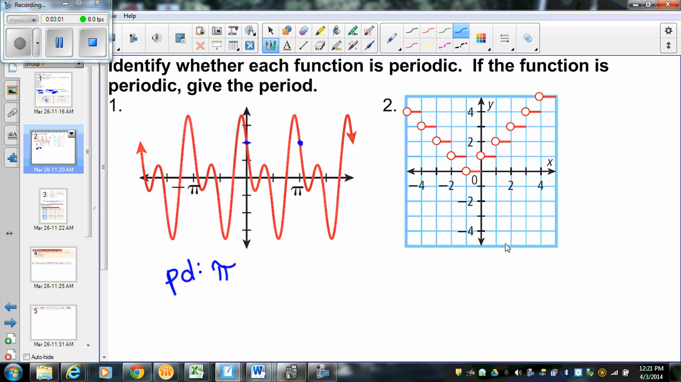Now in number 2 here, this one does not look periodic to me, because even though I do have pieces that are the same length with an open circle at the beginning of them, they are not at the same y value. So this function does not exactly repeat itself. So it is not periodic.